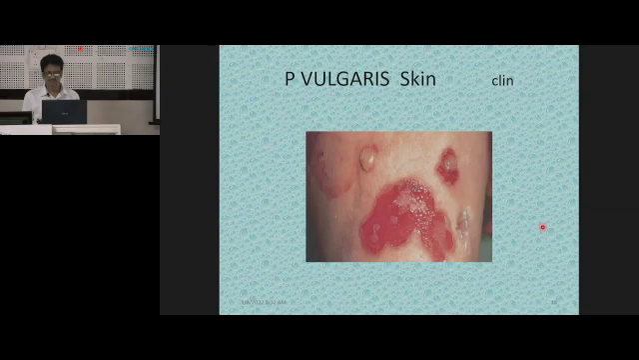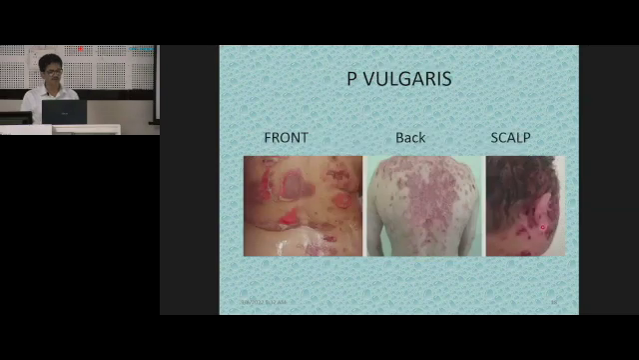Next is the same, affecting the front, back and scalp. You can see that the lesions can be very minimal to very extensive.